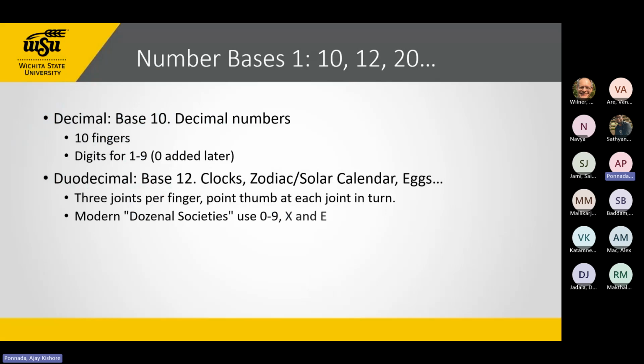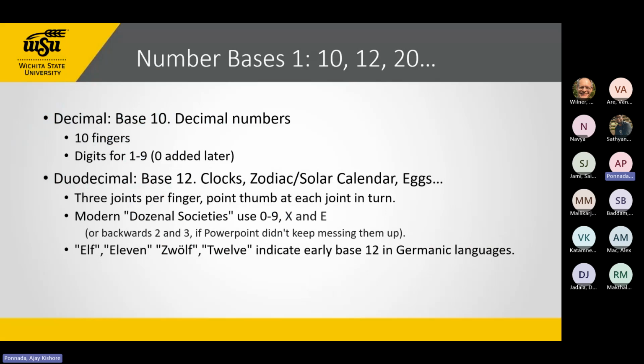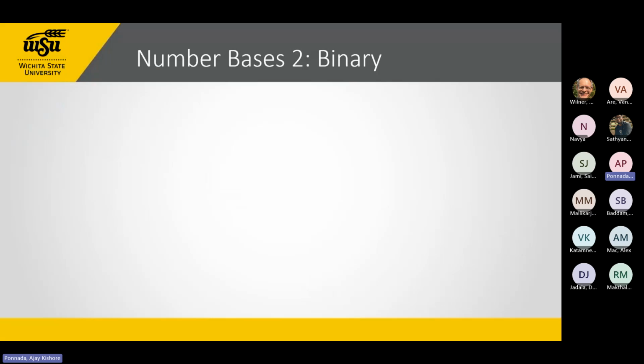0 to 9, then X and Y, backwards 2 and 3 in PowerPoint. Eleven and twelve indicate early base 12 in Germanic languages. French has traces of base 20. So number two, binary.